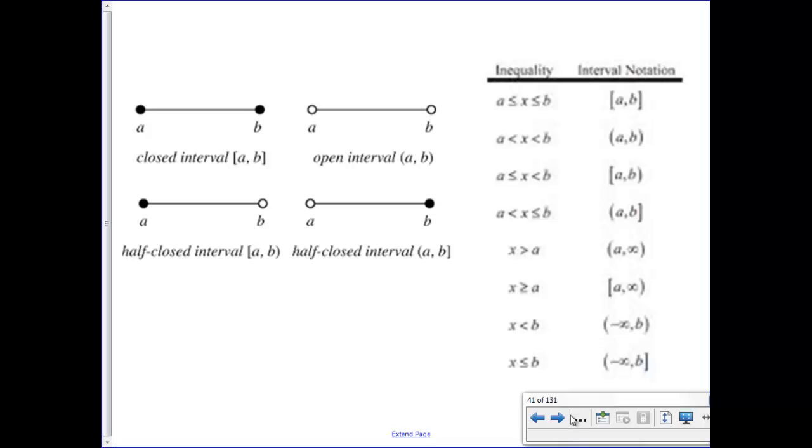I found these pictures online. Hopefully they help make sense of things. If it's from A to B, including, it's square brackets. If it's from A to B, not including, it's round brackets. I like to call these closed and open brackets. If it's including A but not B, it's this guy. Anyways, you guys get the concept? Hopefully you can follow this.